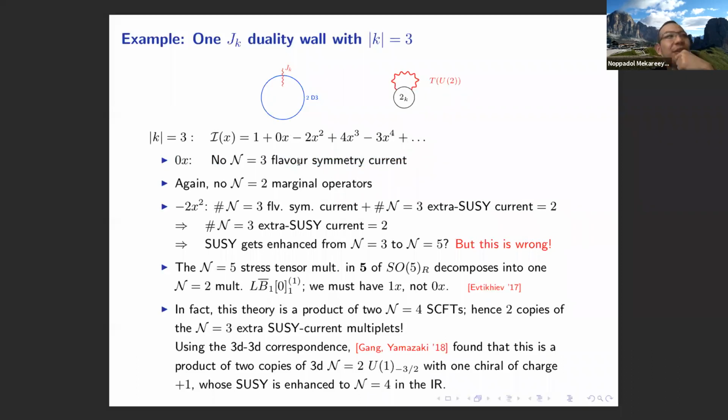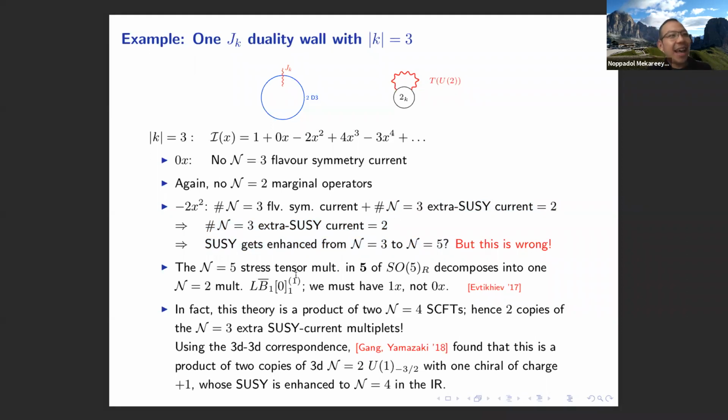This is extremely interesting. It means that the N=3 flavor symmetry current plus the N=3 extra SUSY current must be 2. However, there is no flavor symmetry current, so you conclude that there are 2 N=3 extra SUSY currents. So you're tempted to conclude that SUSY gets enhanced from N=3 to N=5, but this turned out to be wrong.